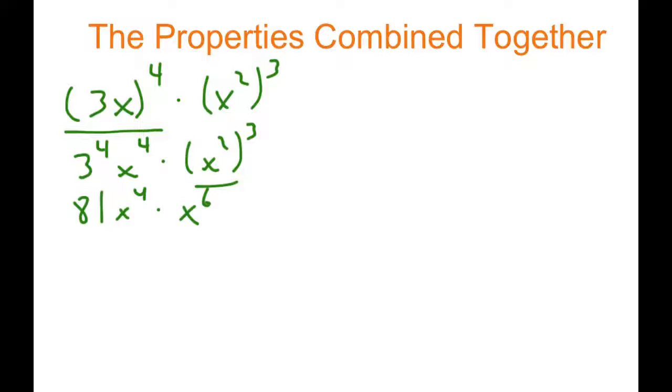And now I have this times this. So this goes back to our product of powers property. 81 times, there's a 1 in front of there, 1. And then x to the fourth times x to the sixth. x is our base, and when we're multiplying, we add the exponents. 4 plus 6 is 10. And then that would be our answer. 81 x to the 10th power.